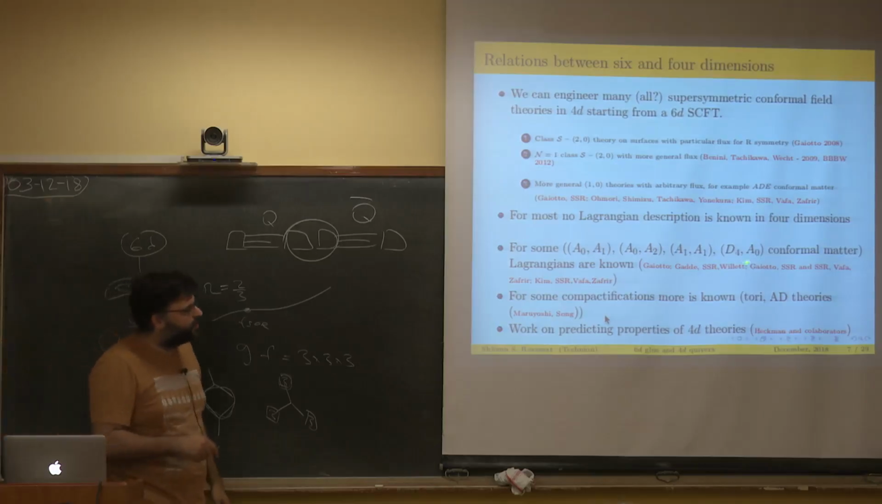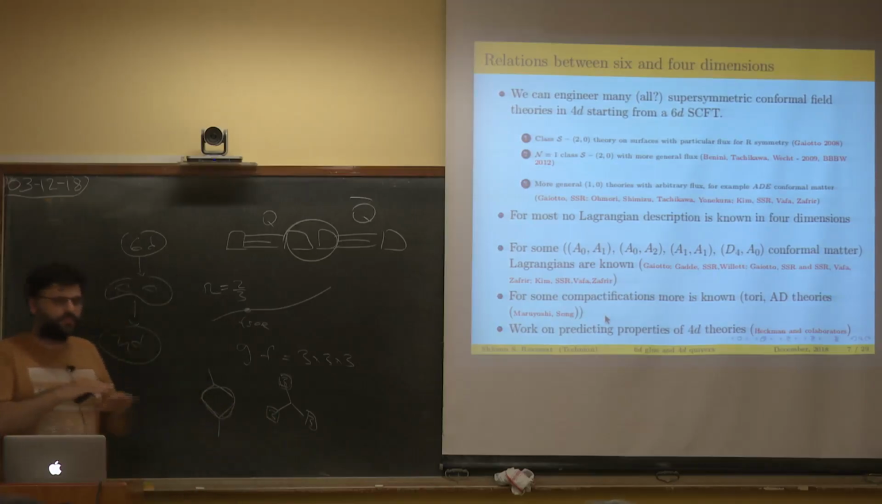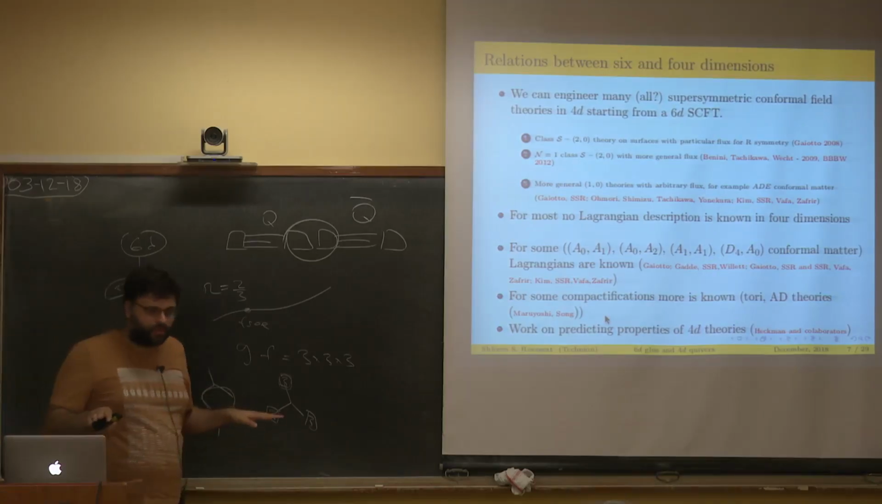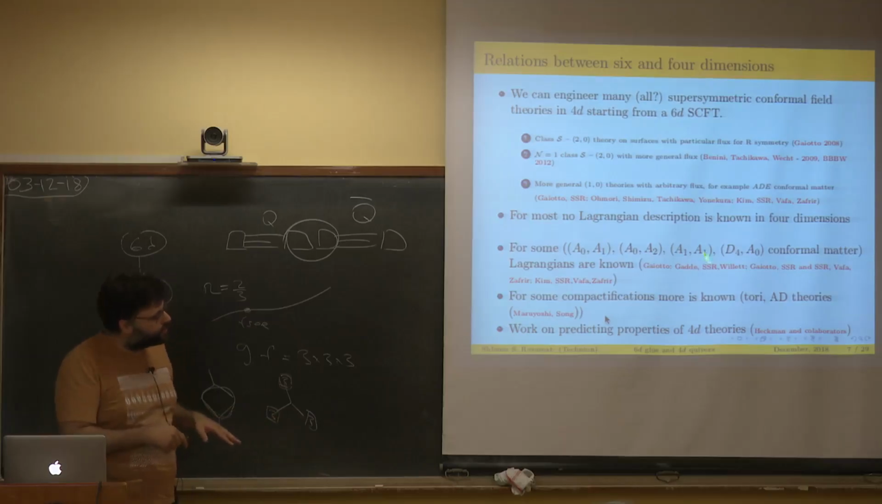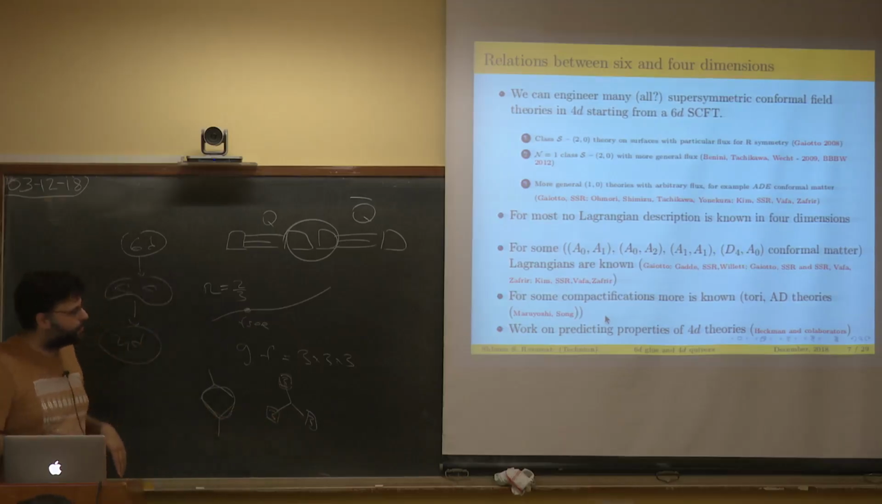And this is called E-string, just one M5 brane probing D4 singularity. This is called an E-string, and there we also can understand Lagrangian, and this I will discuss in detail in one of the following lectures. So for some cases we know Lagrangians, for generic cases we don't know Lagrangians.